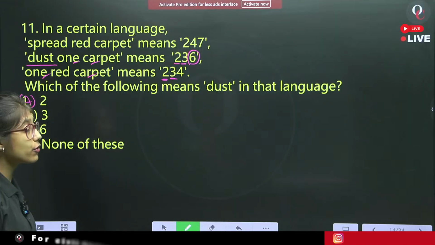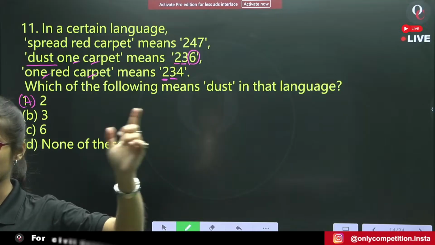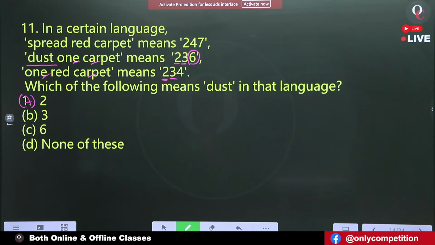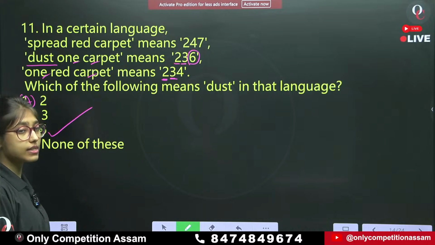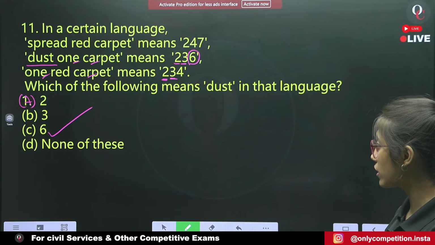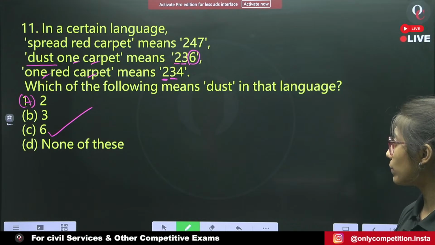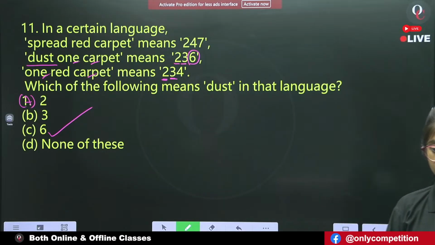Okay, therefore only one number is left which we can give to dust. So therefore our answer is what? Option number C. Option number C. Not none of these. It will be 6. Okay.